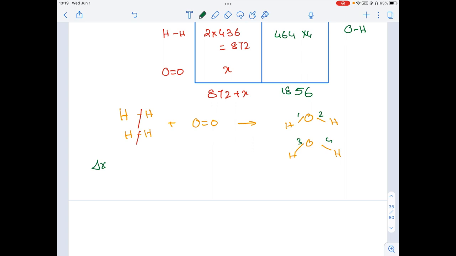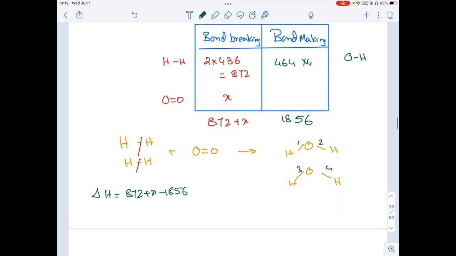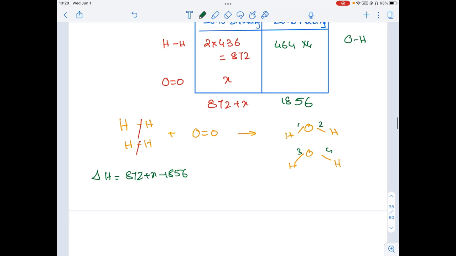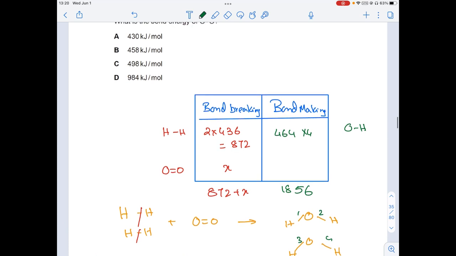Now delta H equals 872 plus X minus 1856, so bond breaking minus bond making. So delta H is minus 486 equals 872 plus X minus 1856. From here, X we are going to get directly. I'm writing, so the answer is 498. So which option is that? 498, option C. That's going to be the answer.